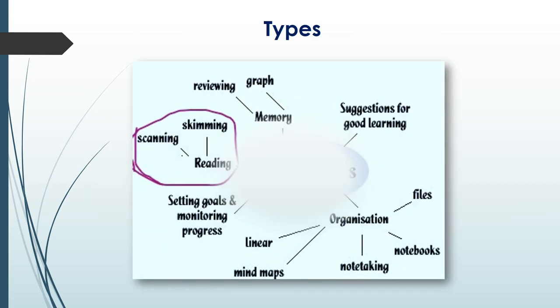There are so many types of study skills, which I'm not going to go into in detail because we just have to touch upon these. If you can see, this is a kind of mind map for study skills, where some are related to memory, some to organization, some to setting goals and monitoring progress. We are not discussing these. We are looking at reading.